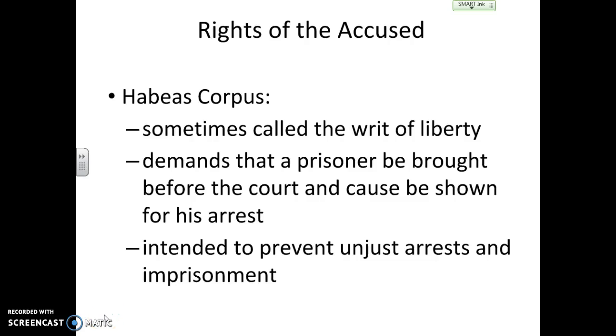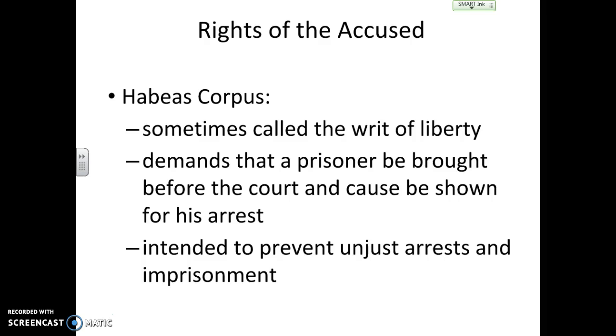Today we are going to look at rights of the accused. Rights of the accused are centered around the idea of habeas corpus. Habeas corpus is sometimes called the writ of liberty. What this means is that when someone's arrested, they need to be brought before the court, and we have to show cause for their arrest. In other words, you can't just arrest somebody and throw them in jail without showing cause. There has to be a reason for the arrest.